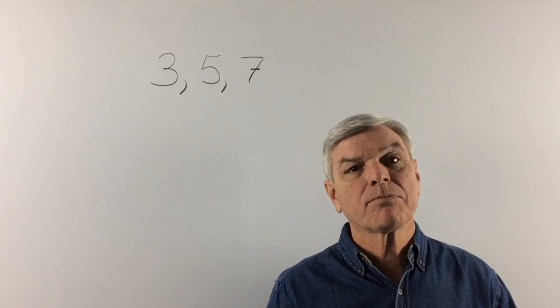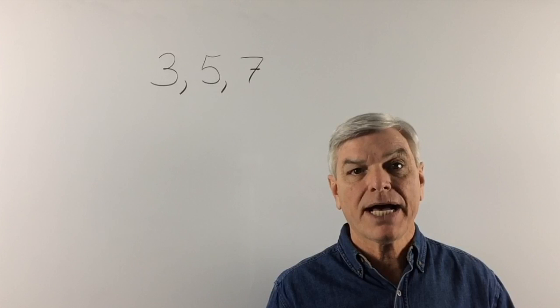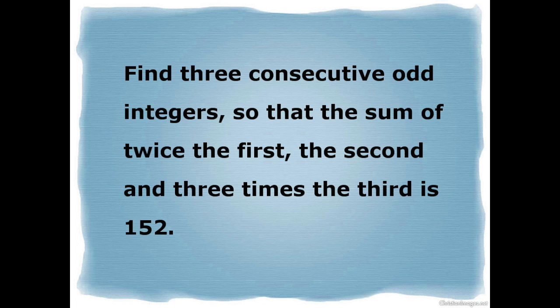We're going to skip the problems of even integers. We don't need to do even and odd since they work in the same way, but I'm going to give you a problem of odd integers because people will fall back into old bad habits. Even and odd are the same. Find three consecutive odd integers so that the sum of twice the first, the second, and 3 times the third is 152.